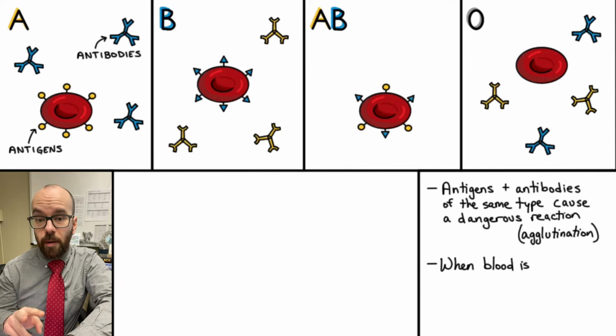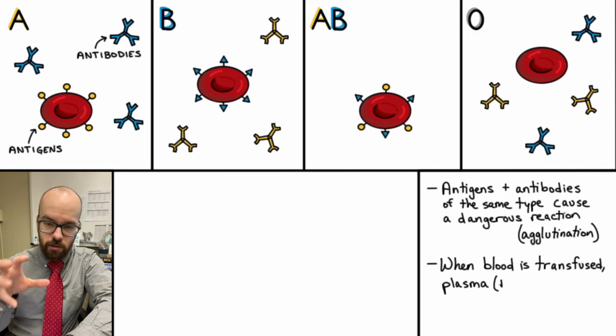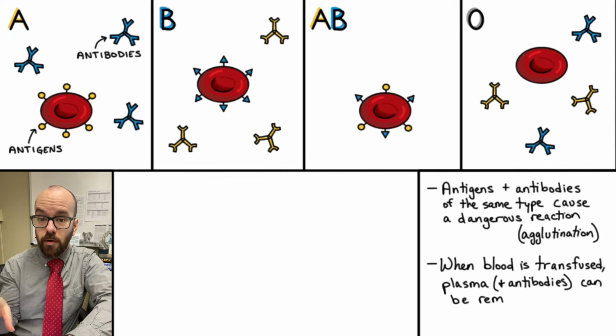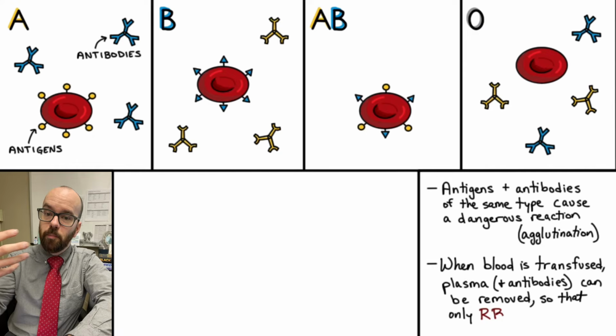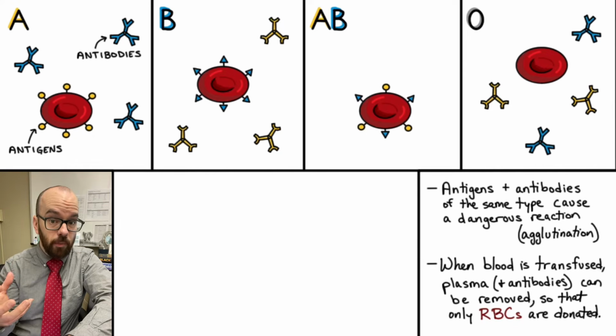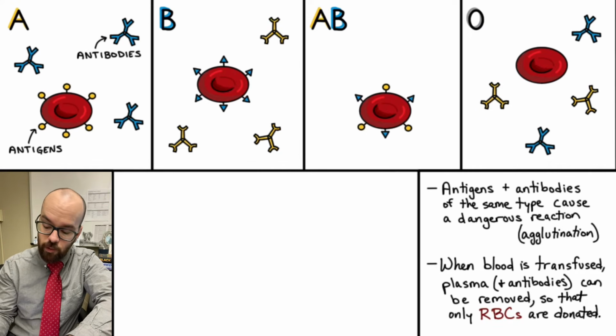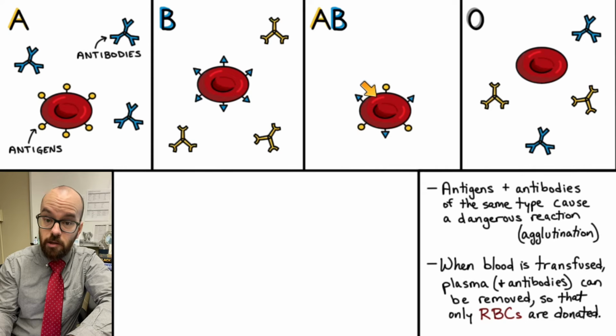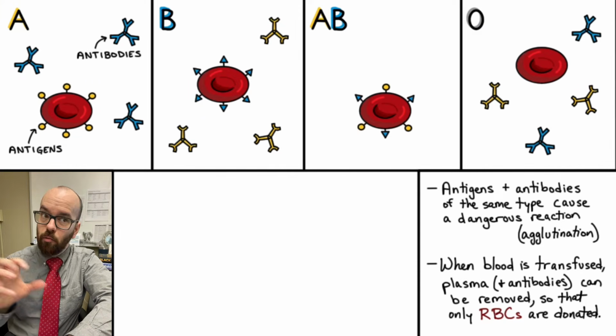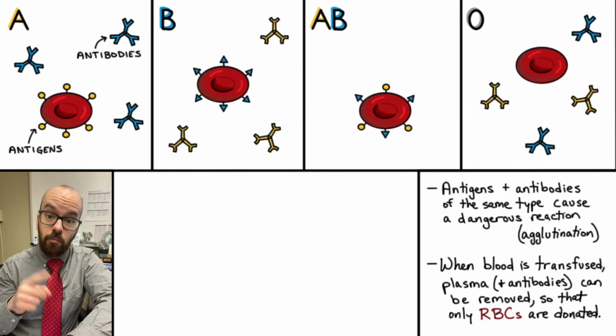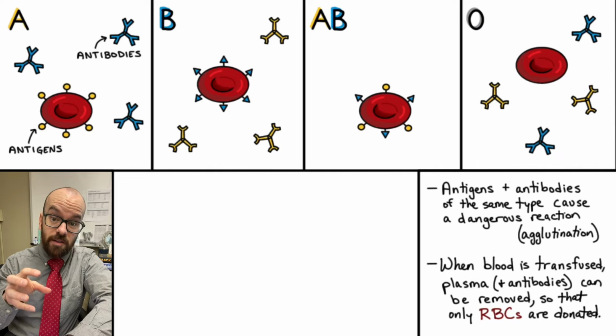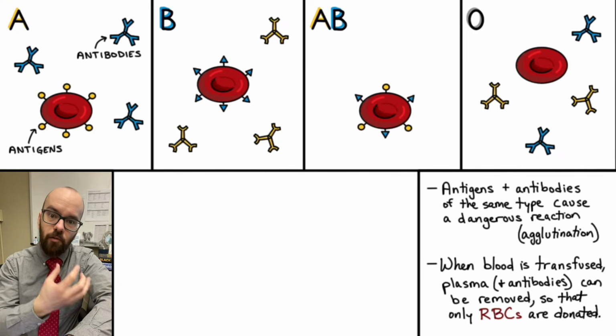The second rule to remember is that when blood is transfused or taken from one person and given to another person, we can actually separate out the red blood cells from the donated sample of blood from the rest of the blood. So if we want to give somebody, let's say type O blood, we could just give the red blood cells if we wanted to. Or if we're giving type AB blood, we could just give the blood cells. We could remove all the plasma. We don't have to worry about any antibodies from that donated blood. Now for the person receiving the blood, we don't really do that. So that person that's receiving the blood, they're going to have all of their same antibodies.